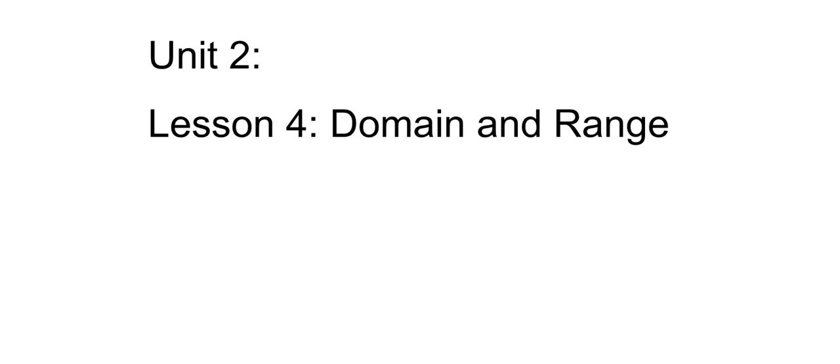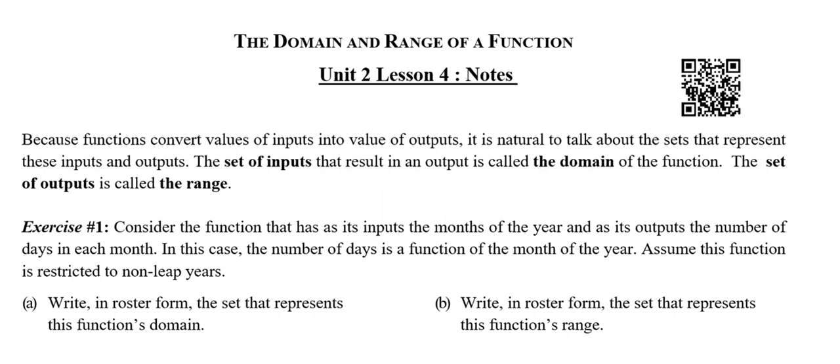This is Unit 2, Lesson 4, Domain and Range. The domain and range of a function. Because functions convert values of inputs into values of outputs, it is natural to talk about the sets that represent these inputs and outputs. The set of inputs that result in an output is called the domain of the function, and the set of outputs is called the range.